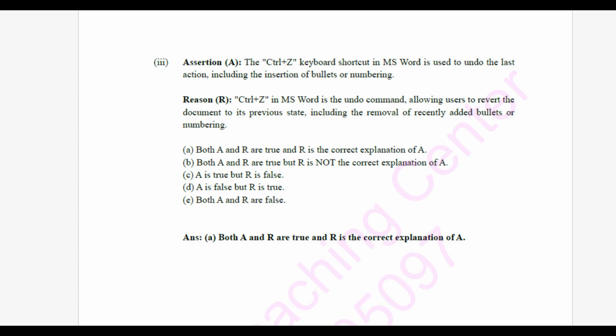A. Both A and R are true, and R is the correct explanation of A. B. Both A and R are true, but R is not the correct explanation of A. C. A is true, but R is false. D. A is false, but R is true. E. Both A and R are false. Ans. A. Both A and R are true, and R is the correct explanation of A.